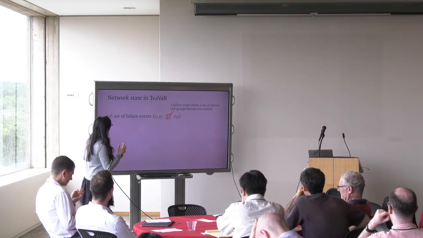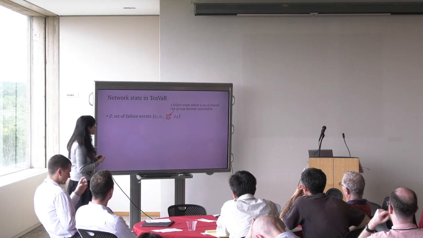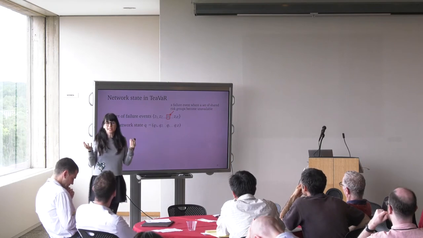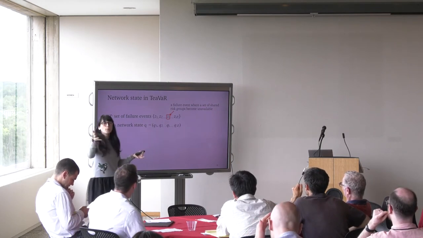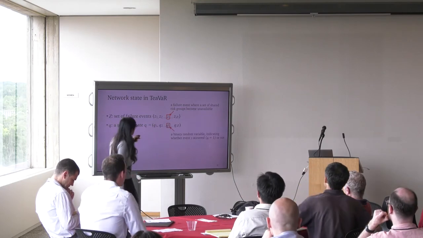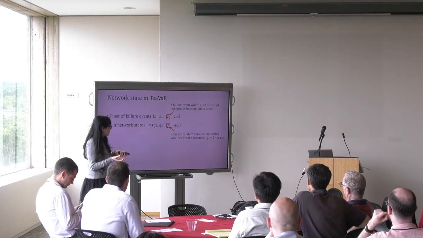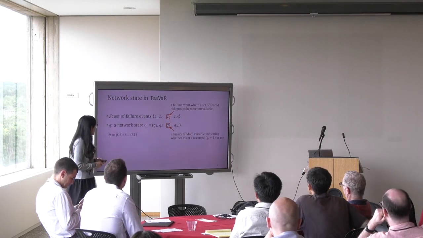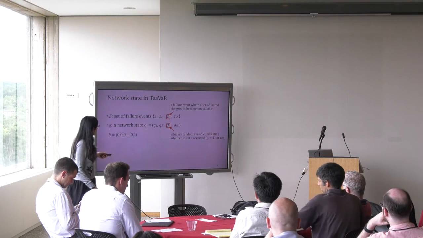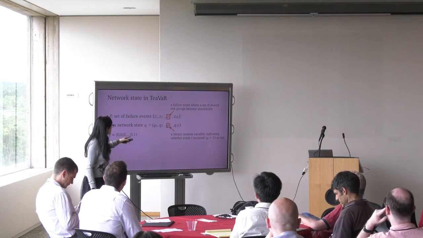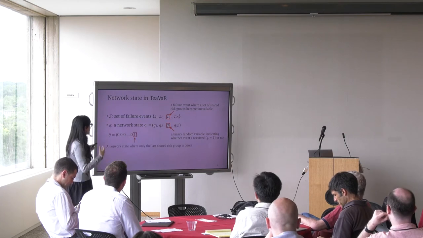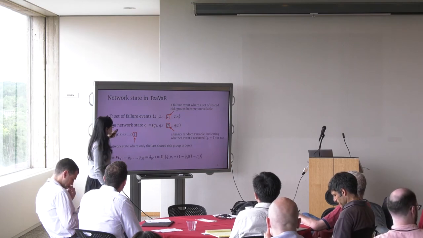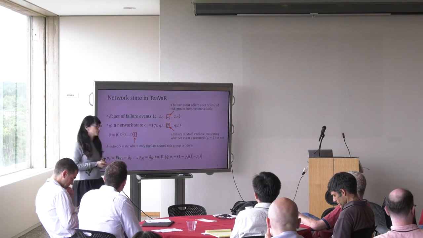Our approach is called TeaVaR, Traffic Engineering Applying Value at Risk. Given the set of failure events, a network state, which is what we are really interested in, is a state of the network where some failure events happened. We represent it by a variable Q, a binary random variable, where Q being 1 means that this failure event occurred. For example, if I have this random variable, it means this is a network with this many states, and this last one is true. So it's a network state where only the last shared risk group is down. We can calculate the probability associated with each of these by just multiplying the probability of each different state.